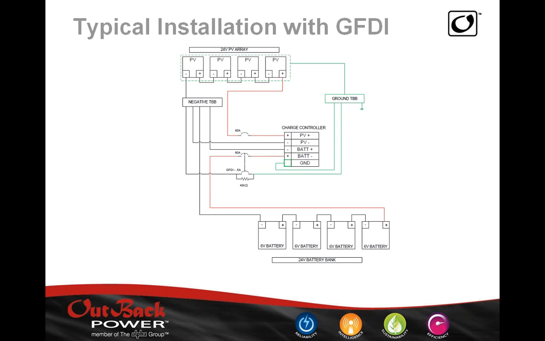Here is a typical installation with a GFDI. So here we have our negative terminal bus bar here with all the negatives from the system being connected, and the negative being also connected to the GFDI breaker, and then the output of the GFDI breaker just simply goes to ground. But it shows essentially the connections here. And if we have 2 charge controllers, all the connections would basically parallel. And we have diagrams and pictures of that in our manuals also.